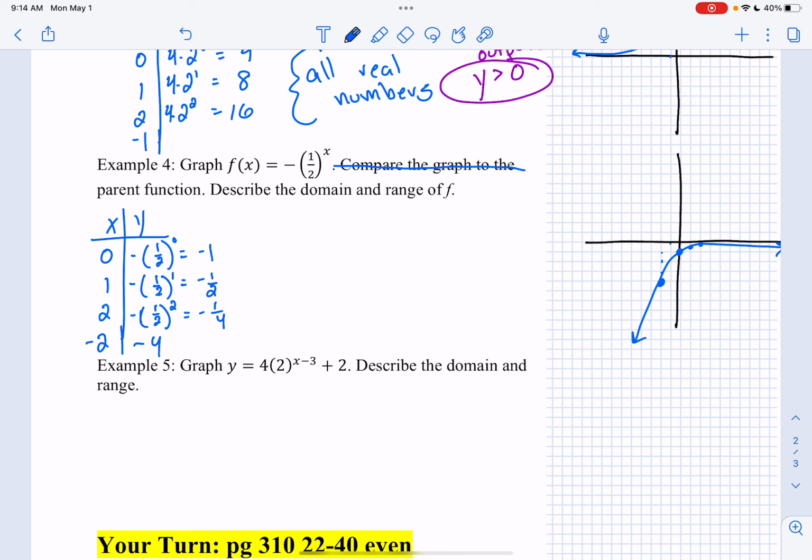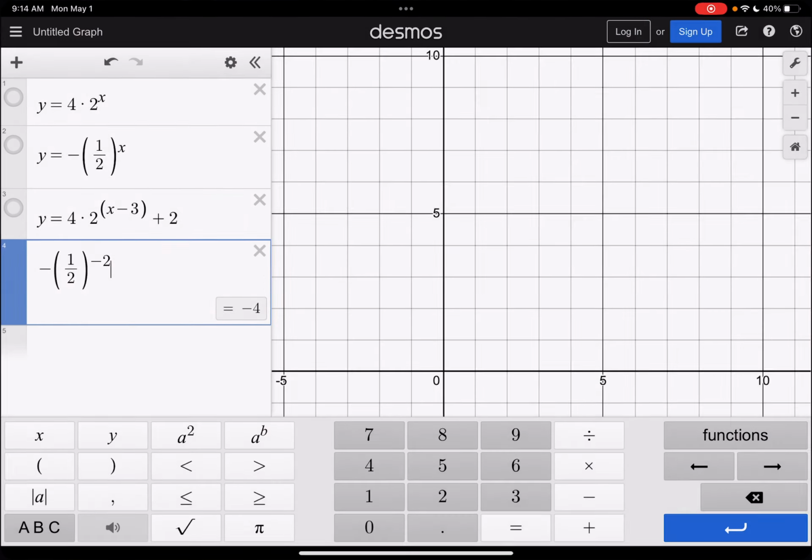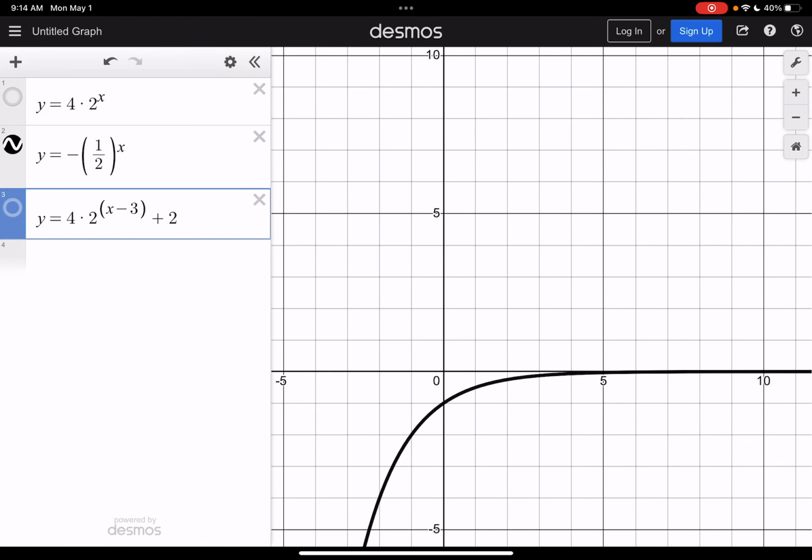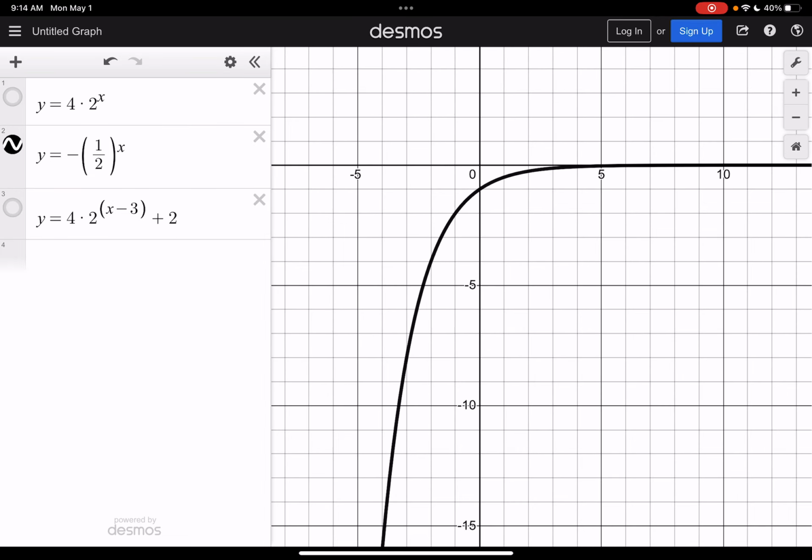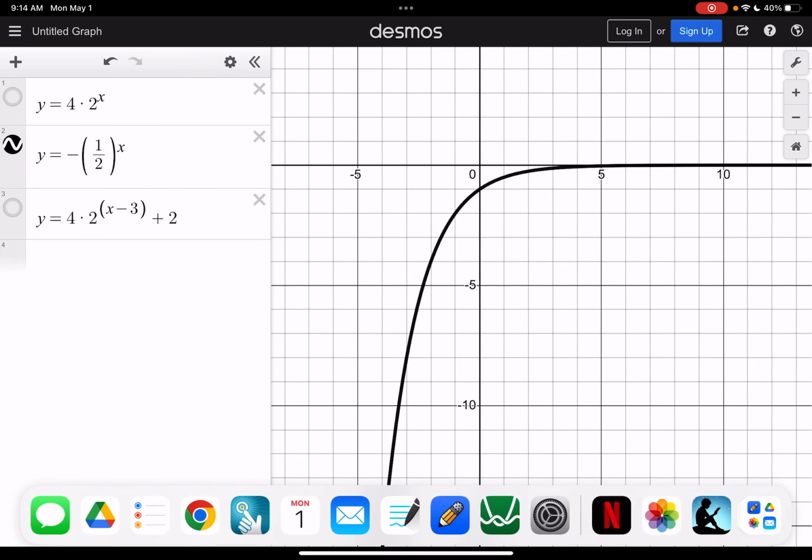Again, we're going to get rid of this one. Compare the graph to the parent function. So there, we've graphed it. We can also look at my graphing calculator, and I do have this one graphed right there. There it is. Yeah, my graph was pretty close, just plotting points.